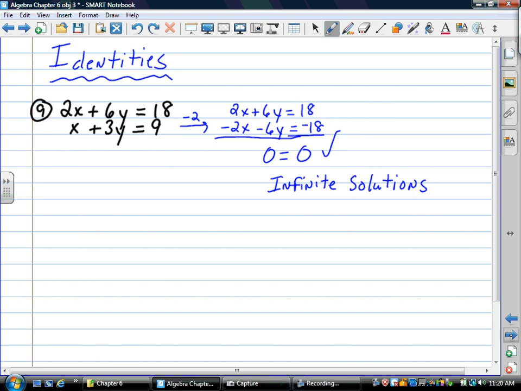And that's going to happen sometimes. Anytime both variables eliminate, so your x is eliminated, your y is eliminated, if we get a true statement here, 0 is equal to 0, or if I had 12 is equal to 12, or 5 is equal to 5, we get a true statement, it's an identity. Here, let's see what happens with the next one.